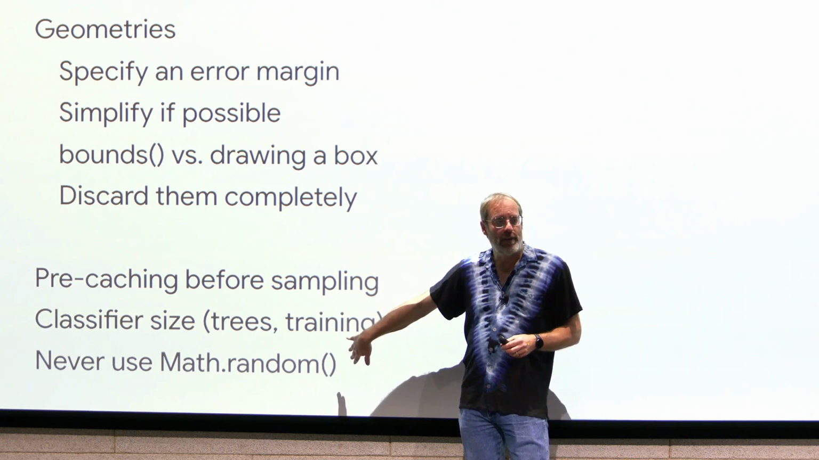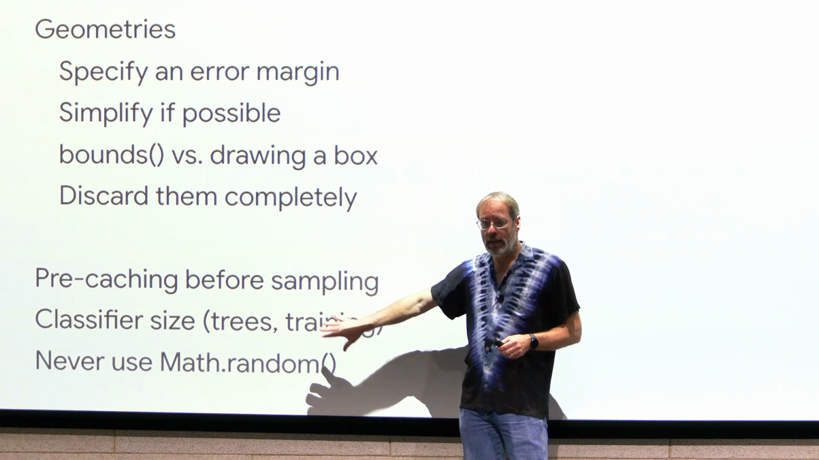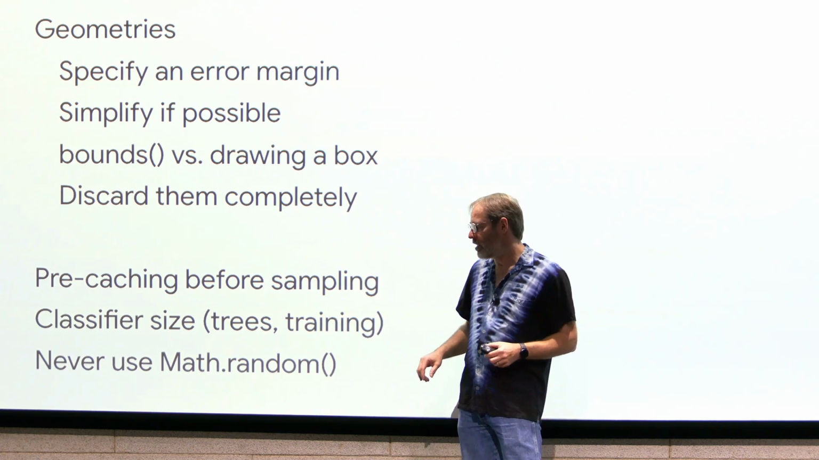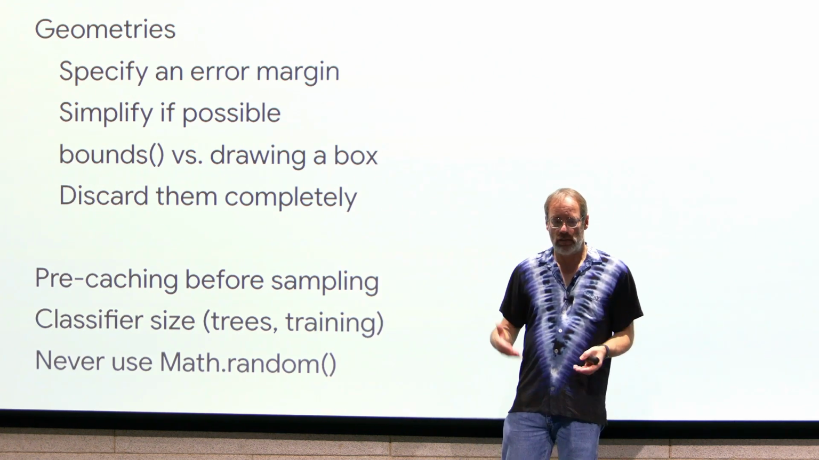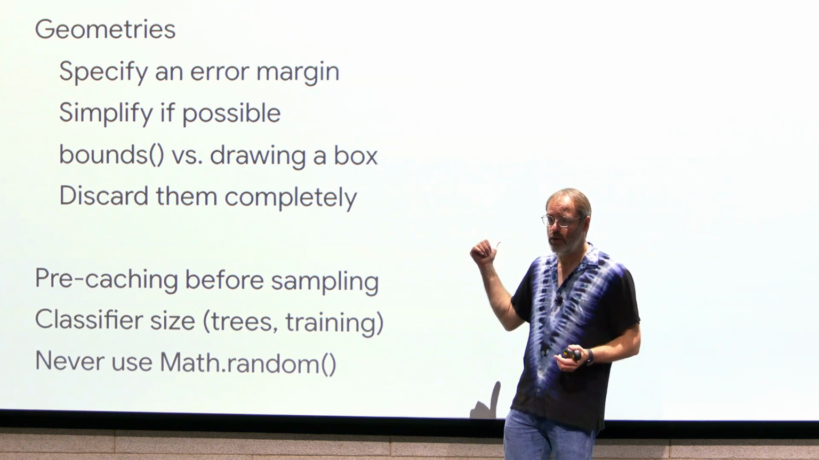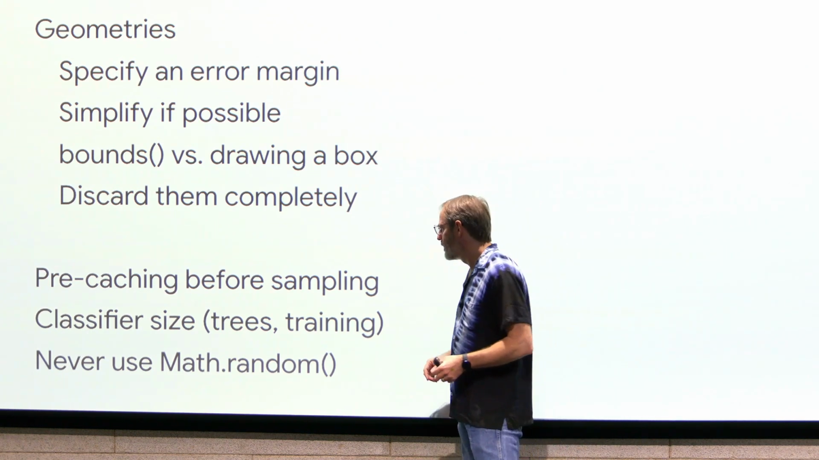We talked a little bit about classifiers and how they can get too big, either by training or by the classifiers themselves being too big. When you hit the computed value too large error, that's what's going on.